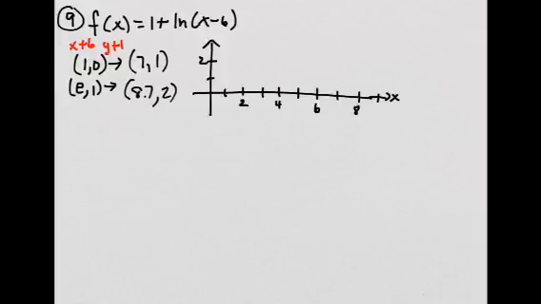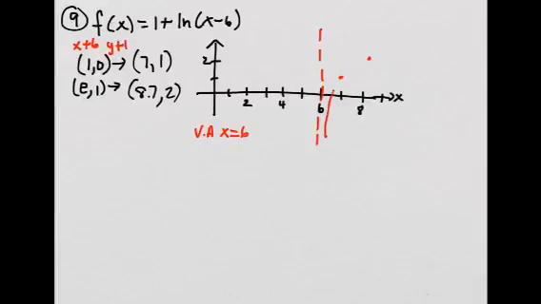Alright, so first thing we're going to draw is the vertical asymptote. Because h is 6, it goes right here at x equals 6. So the vertical asymptote is x equals 6, and then we have (7, 1) and (8.7, 2), so that's approximately right here. Connect the points, oops, I erased it, sorry. Connect the points, it goes something like that. The domain is all x such that x is greater than 6.